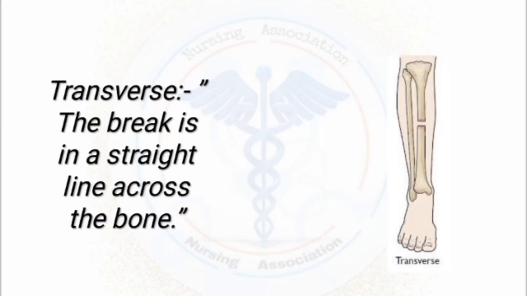Then further is transverse fracture. So the bone breaks in a straight line across the bone. So you can see in this picture transverse fracture. In this, the bone breaks at a right angle to the long plane of the bone, and it occurs as strong force is applied. Okay, so this is transverse fracture.